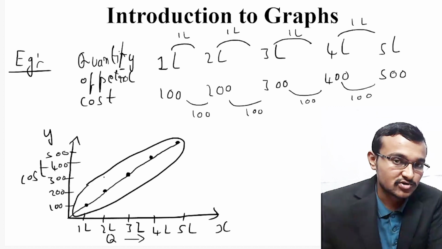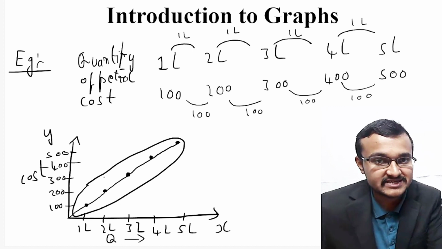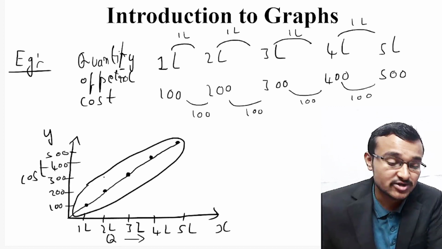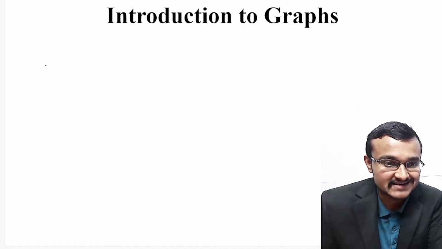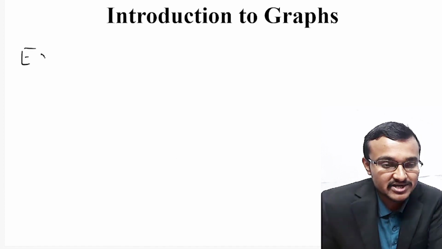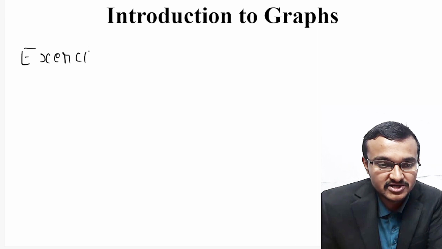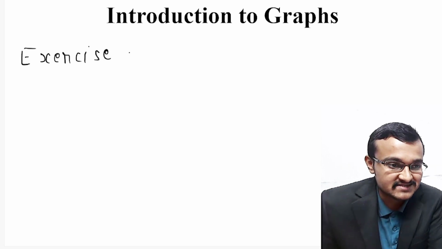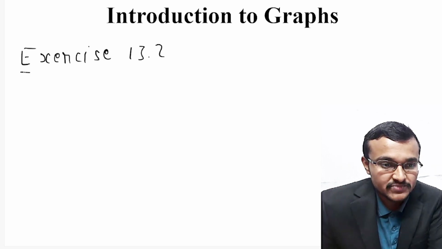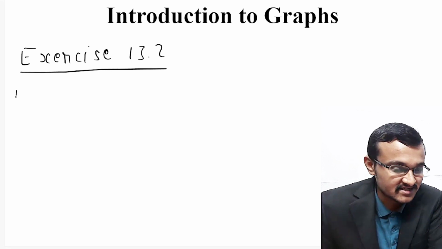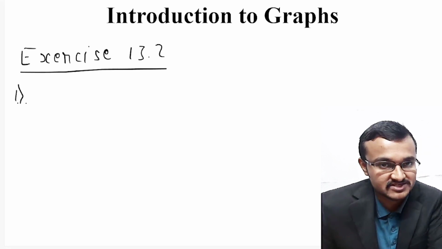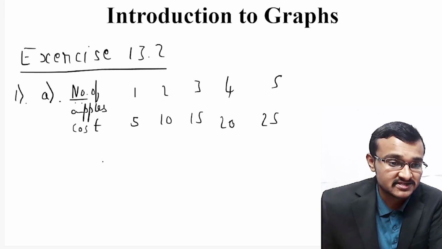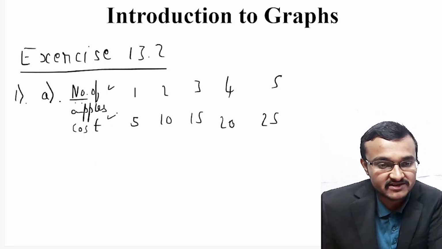Based on this concept, you have certain examples in the textbook. You can go through those examples so that you can easily solve the exercise questions. So coming to the next exercise in this chapter, which is exercise 13.2. In exercise 13.2, let us go to the first question. Coming to question A in the first question, they have given the number of apples as one variable and cost as the other variable.